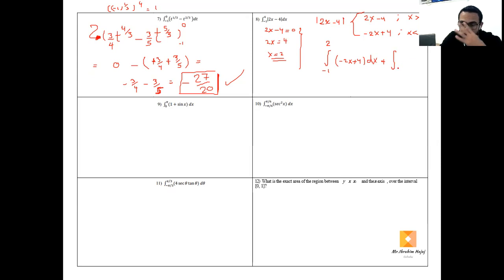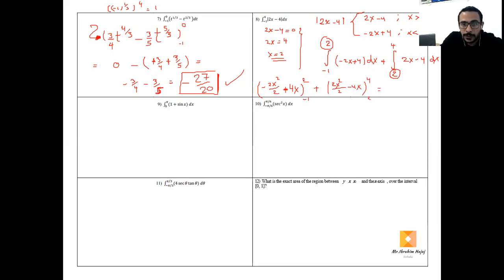We stopped at 2, so we continue from 2 to 4. He wants to stop at 4, so from 2 to 4 it is 2x minus 4, the positive case. The first one: negative 2x squared over 2 plus 4x, integrate normally and substitute from negative 1 to 2, plus the integral of 2x minus 4, which gives 2x squared over 2 minus 4x, from 2 to 4.